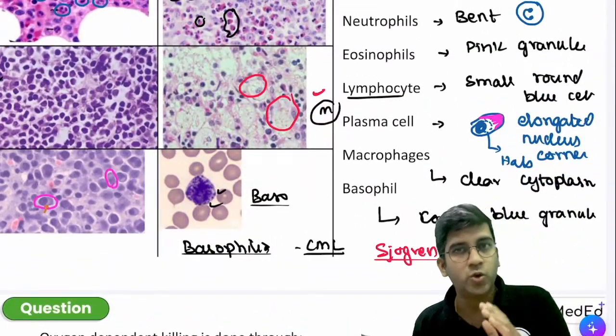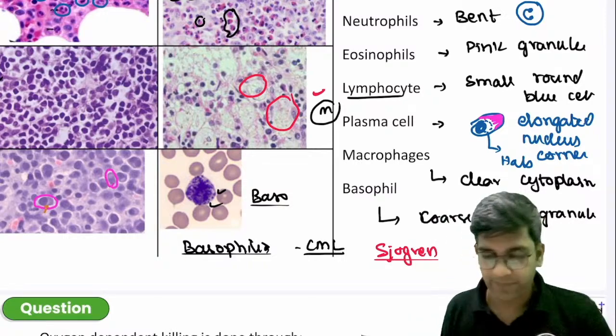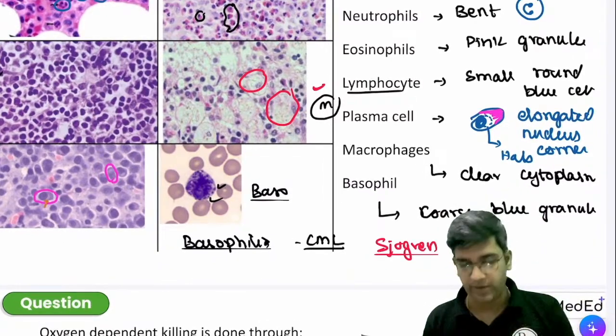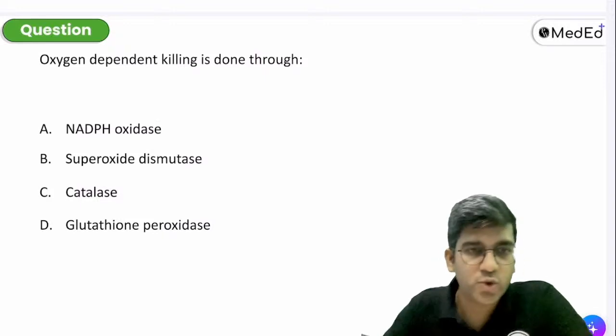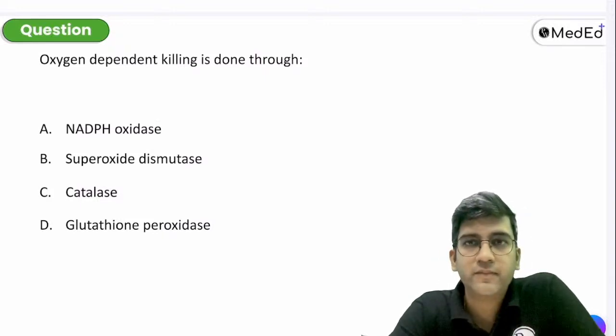Read the question, look at the options and try to solve it. Fine. Okay, that's a little bit about your inflammation things. Fine. As a second question, oxygen dependent killing is done through which of the following? What's the answer?